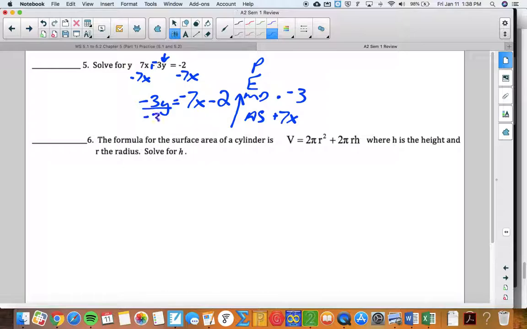Now to get y by itself, you divide by negative 3. And then we simplify these fractions if we can. Well, you're probably like, I can't reduce any of the numbers, but negative divided by a negative is a positive. So the best answer is going to be positive 7 divided by positive 3 times x, and positive 2/3. Because again, a negative divided by a negative is a positive.